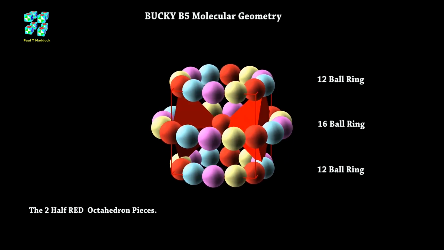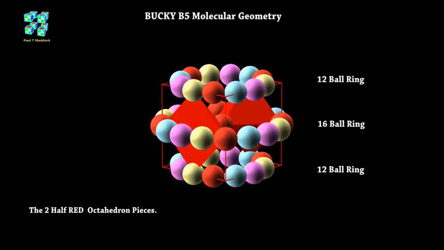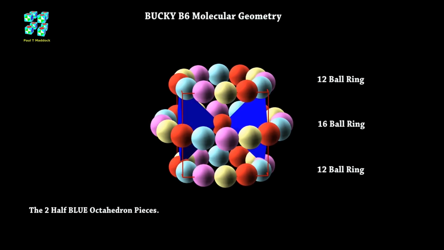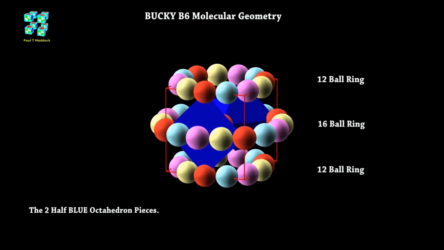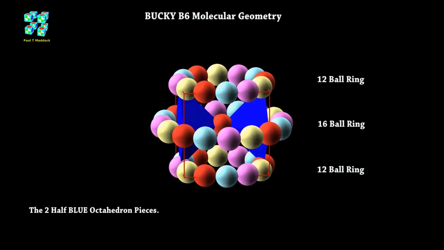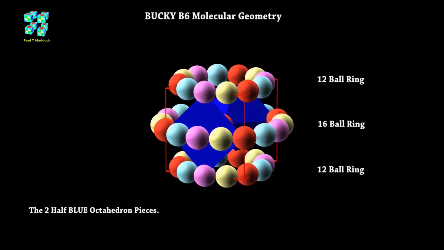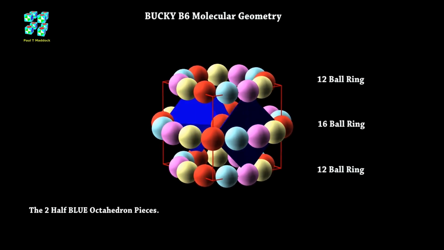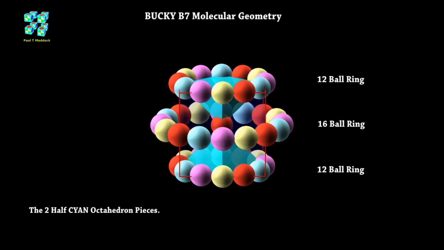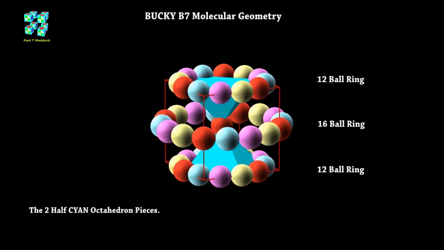Now notice that the 16-ball ring gets a red one in the center, but I don't see one coming up on the 12-ball ring. Okay, now we have the blue 2 halves. Now notice on the 16-ball ring, the 2 blue halves are using the red balls, but different colored balls on the top and the bottom. Okay, the next one coming up is going to be the cyan.